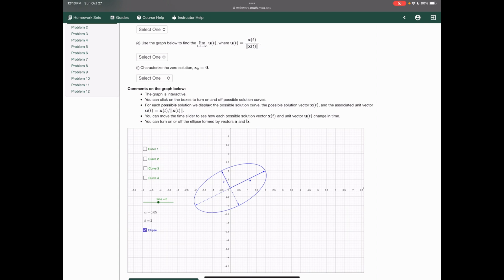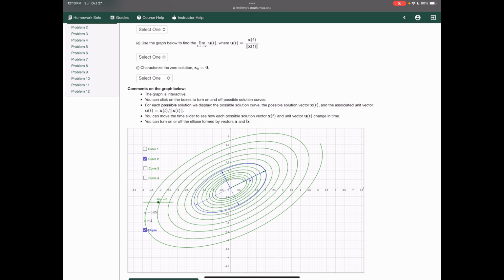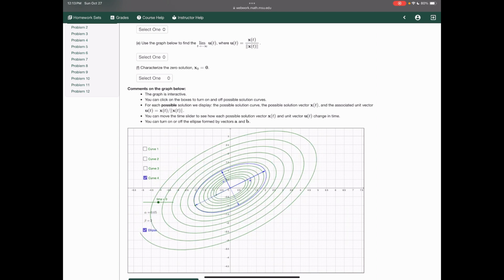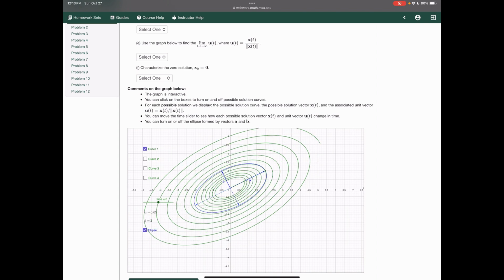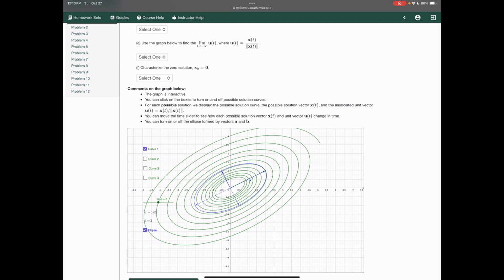And in the problem, we give you 4 curves. This one, this one, this one, that one. They look all very similar, but actually they are all different. For example, let's put these two together. You see they are not the same curve. What is the main difference?